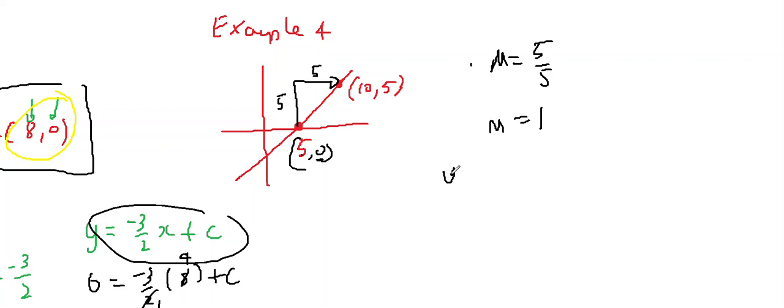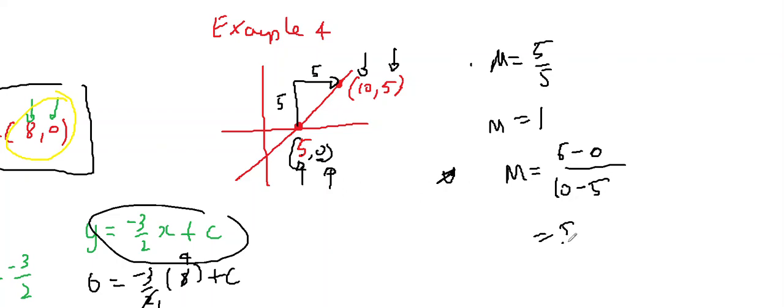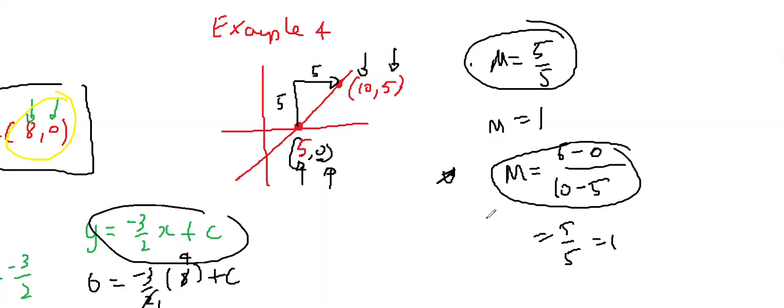I would have got the same value for m had I used y2 minus y1 over x2 minus x1, 5 on 5 equals 1. Whether you use rise over run or this rule, you'll get the same answer and either is acceptable.